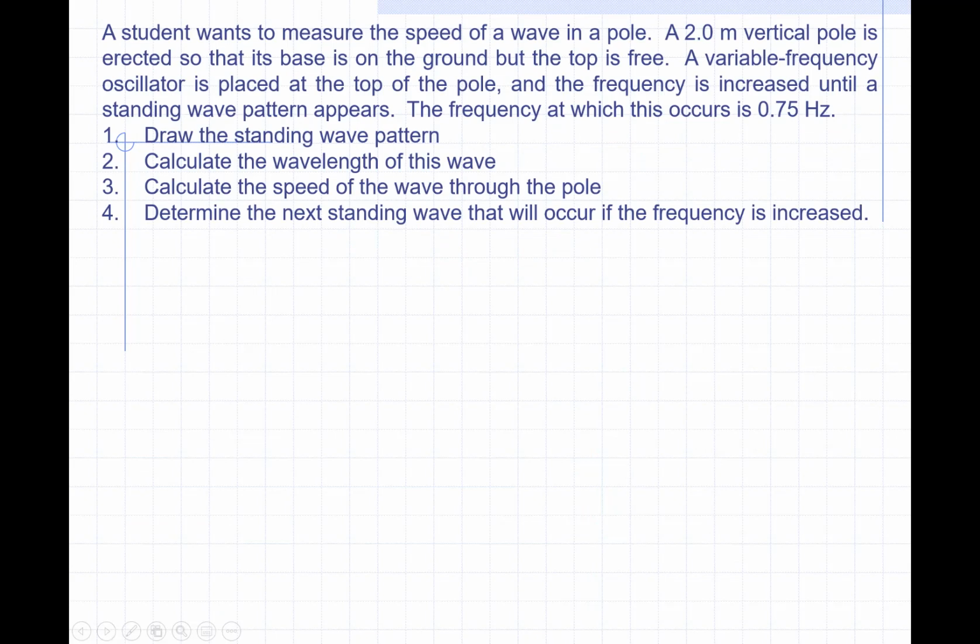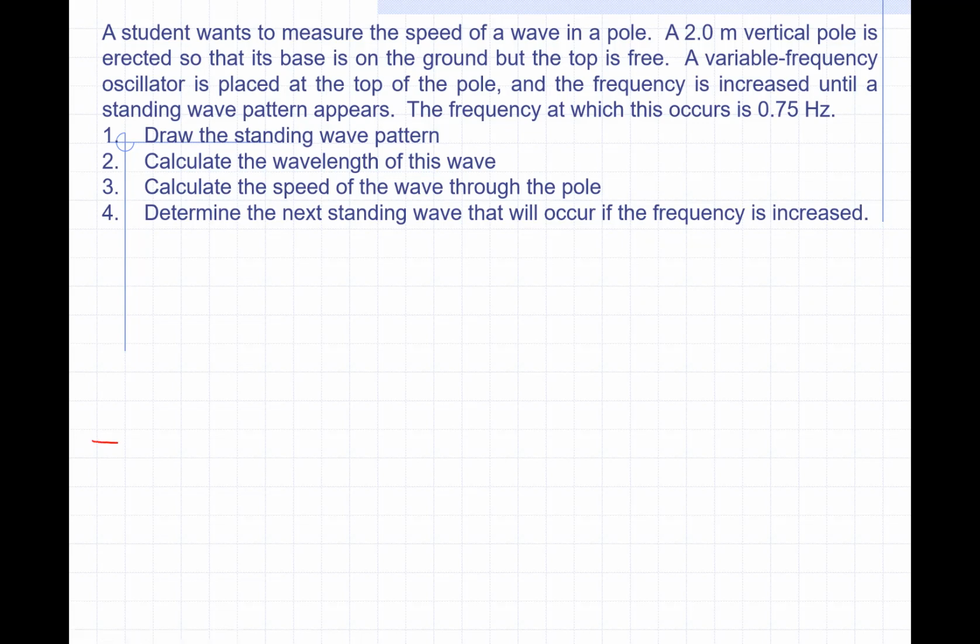So let's do some examples. A student wants to measure the speed of a wave on a pole. The 2.0 meter vertical pole is erected so that its base is on the ground but the top is free. A variable frequency oscillator is placed at the top of the pole, and the frequency is increased until a standing wave pattern appears. The frequency at which this occurs is 0.75 hertz. 1. Draw the standing wave pattern.